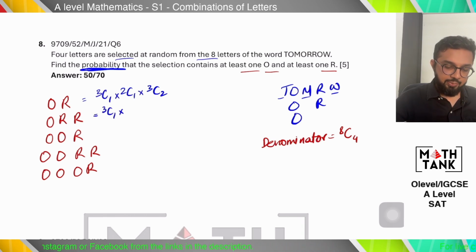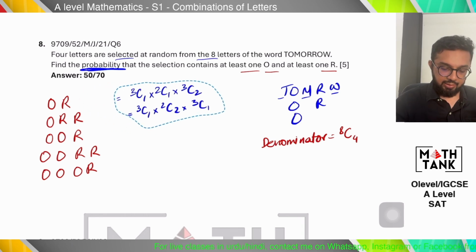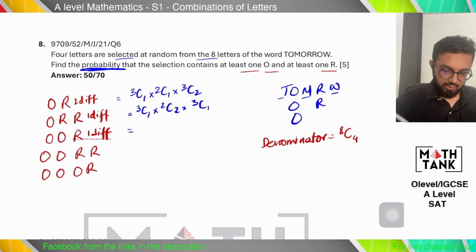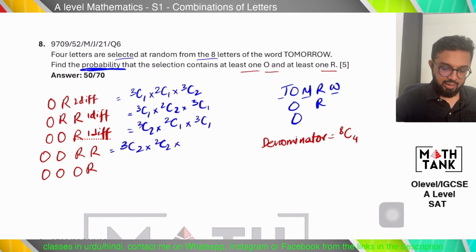Then 3C1, 2C2, and 3C1 here. Why? Because there are 2 different letters here as well that I haven't written. Let's just write that down in case that becomes confusing for you to understand. So 2 different, 1 different, 1 different. Okay, at least 1 R, 1 O, and at least. So 3C2 for the O's, 2C1 for the R's, and 3C1 for this. 3C2 for the O's, 2C2 for the R's, and none for that. 3C3, 2C1, and 3C0 again.